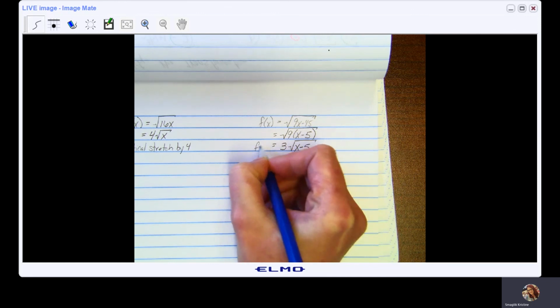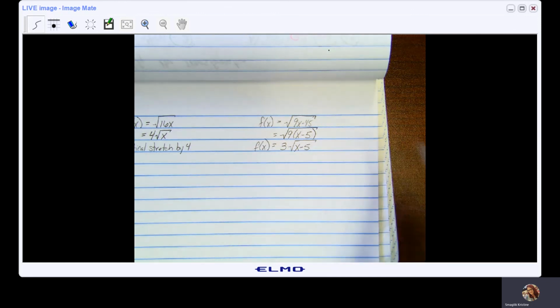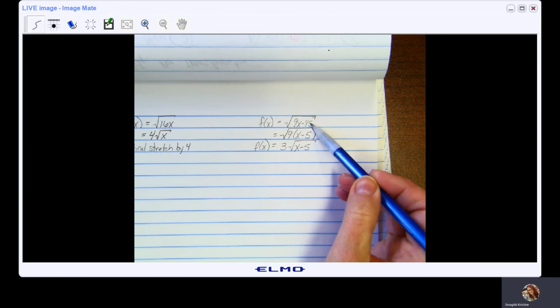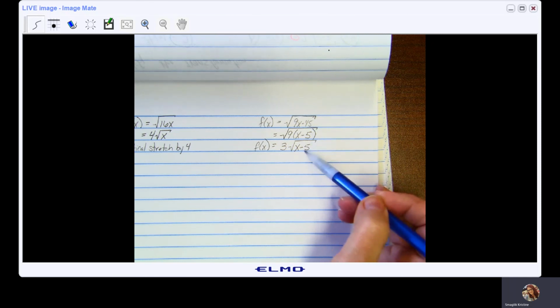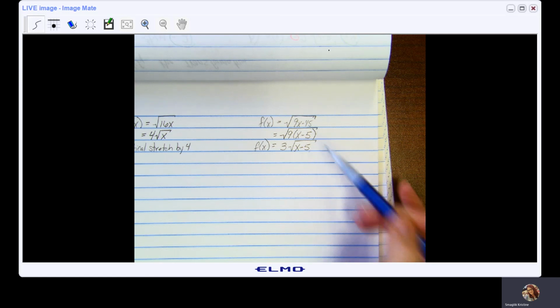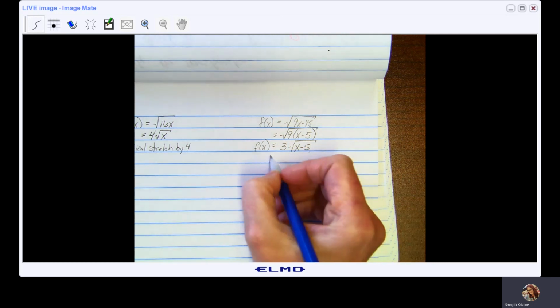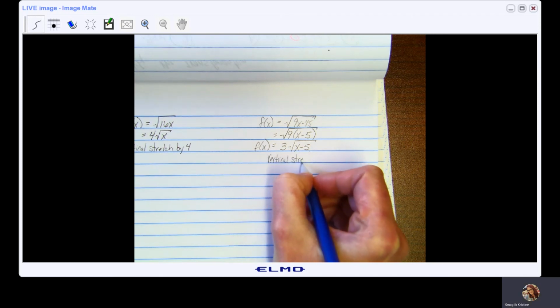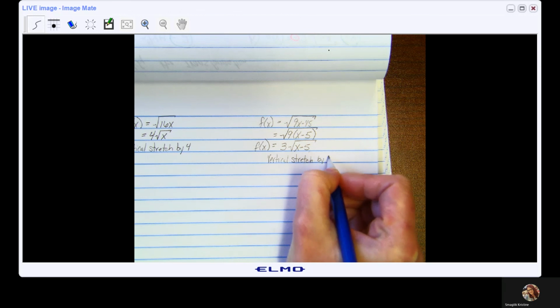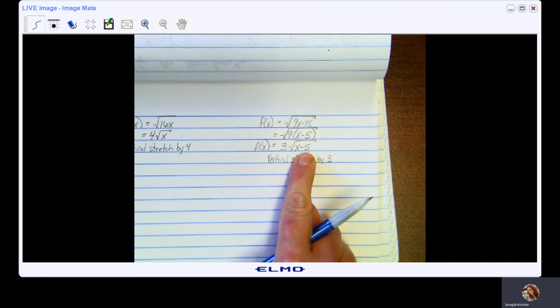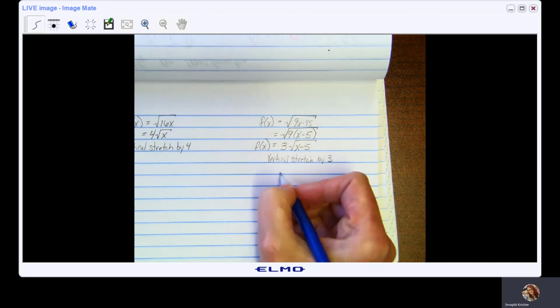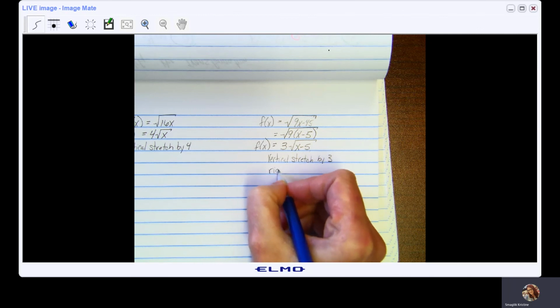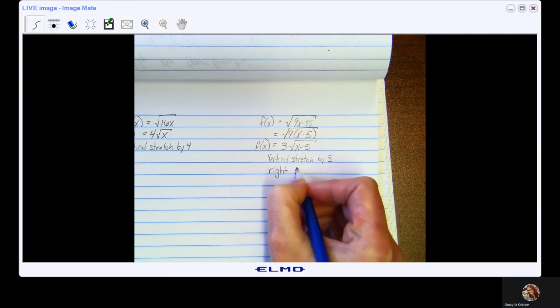So here we are. And again, don't forget, this function is equivalent to this function. It is just a different representation. They would produce the exact same graph, the exact same table of values. So now I can see I have a vertical stretch by 3. And my h value is a positive 5. So that means I'm moving my parent graph right 5 units.